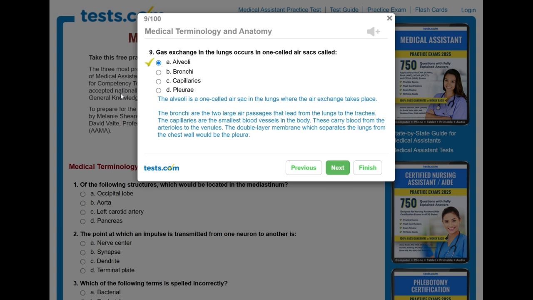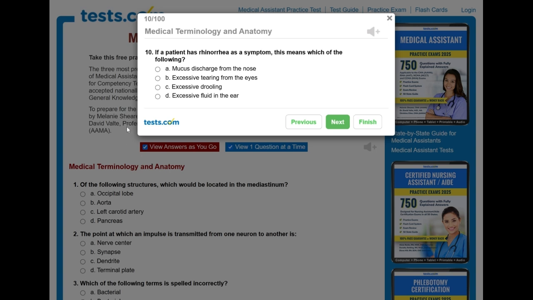A. Alveoli. The alveoli is a one-celled air sac in the lungs where the air exchange takes place. The bronchi are the two large air passages that lead from the lungs to the trachea. The capillaries are the smallest blood vessels in the body. These carry blood from the arterioles to the venules. The double-layer membrane which separates the lungs from the chest wall would be the pleura.